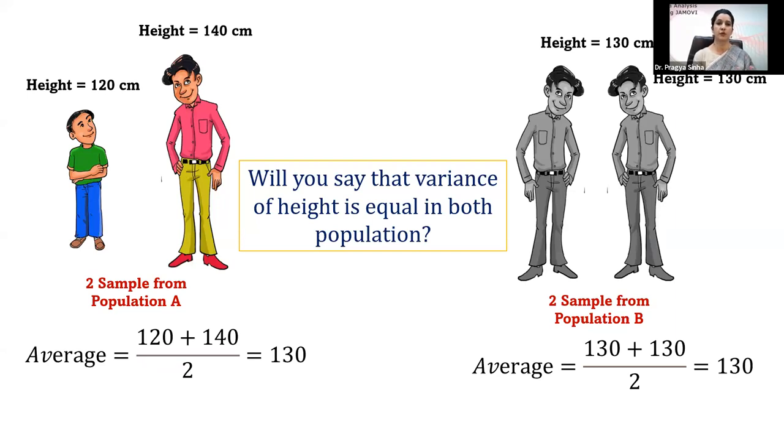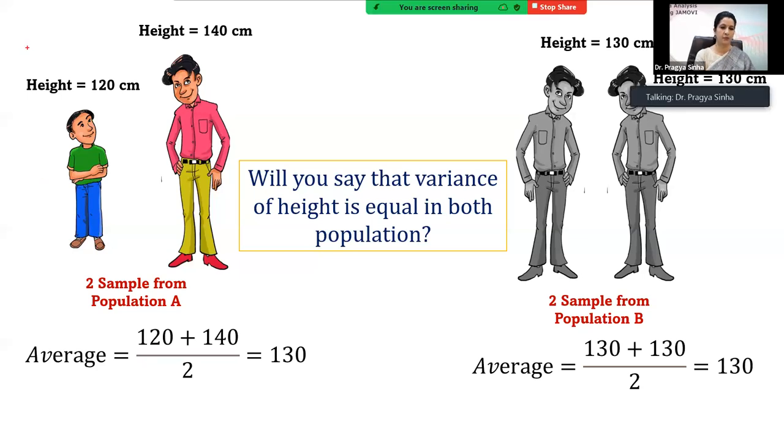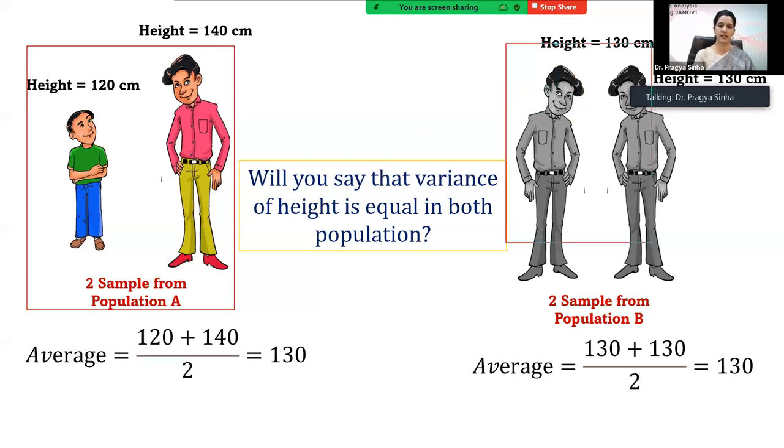In this picture, you can see there are two sets of samples. Towards the left side is one set of two people, and towards the right side there is also one sample where two people are there. We have withdrawn these two individuals from population A, and these two individuals from population B. I have measured the height: the height of this person is 140 centimeters, and the height of this person is 120 centimeters.